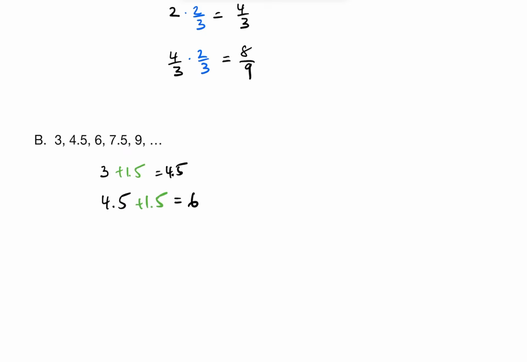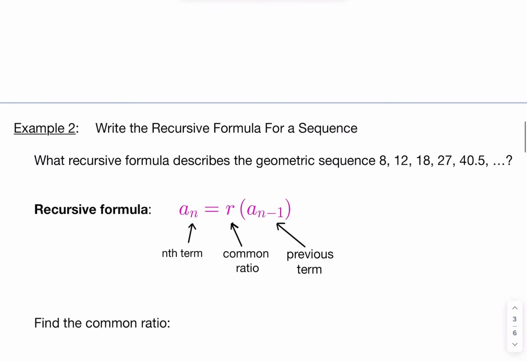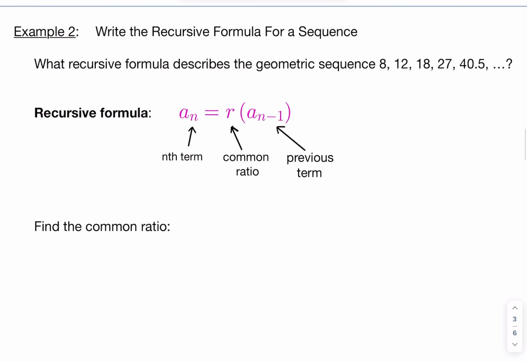This is what's called an arithmetic sequence. So arithmetic sequences involve adding or subtracting, and geometric sequences involve multiplying or dividing. Okay, so let's go ahead and go on to this example 2.